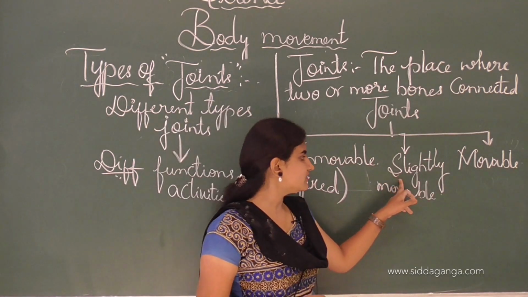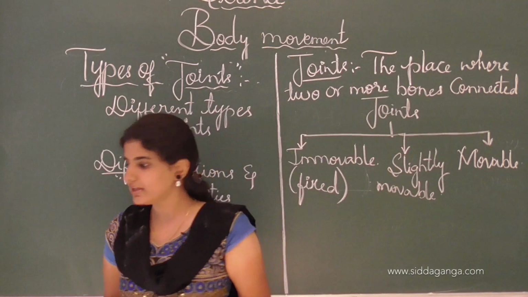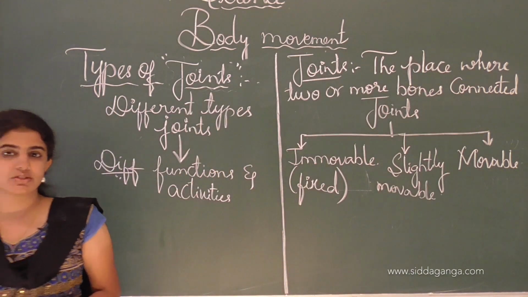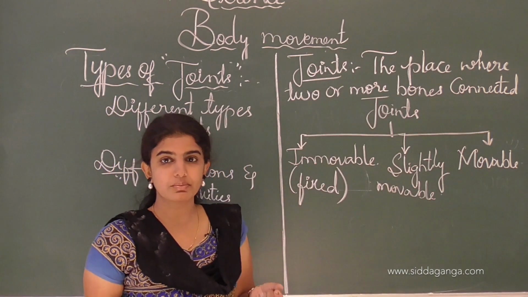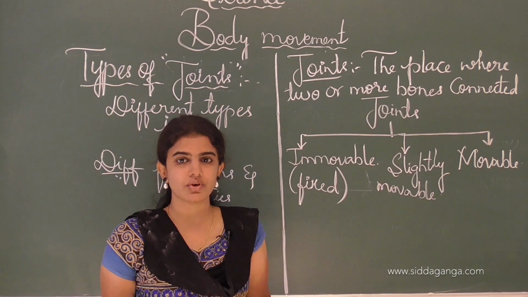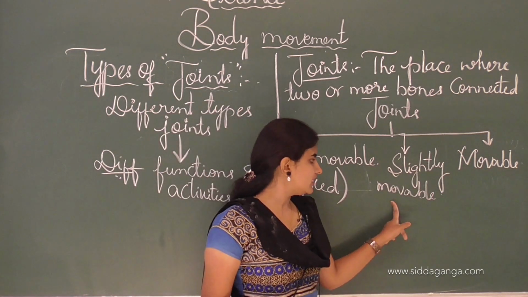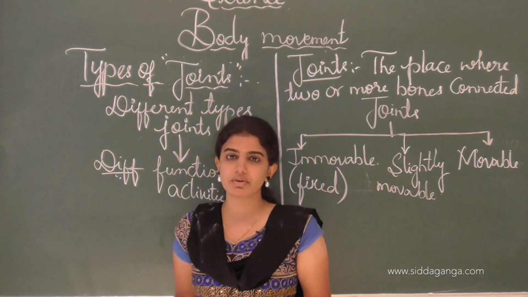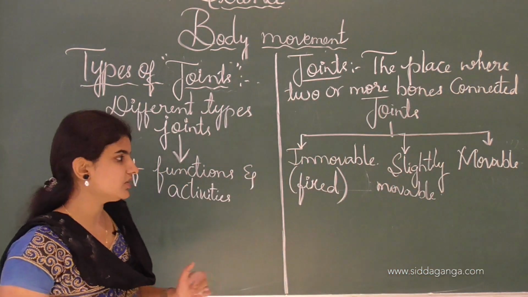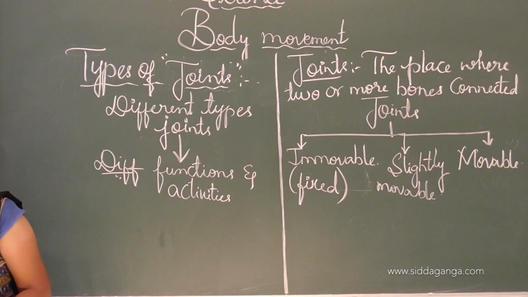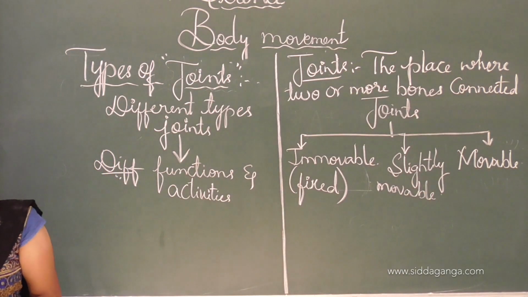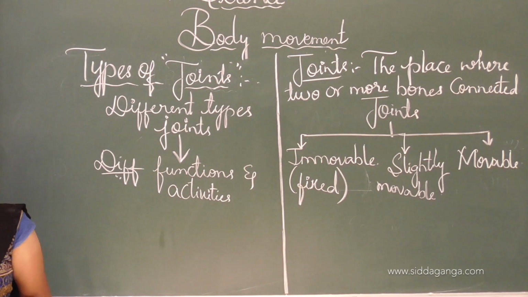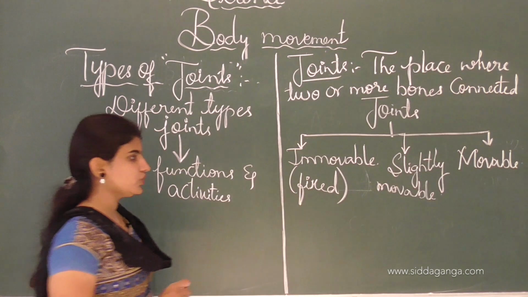And the next one is the slightly movable joints. Slightly movable joints are those joints which we can move slightly, and such joints are called slightly movable joints. And the next one is the movable joints, where we can easily move our body parts by using such joints. And the movable joints can again be classified into three types: the pivotal joints, ball and socket joints, and the hinge joints.